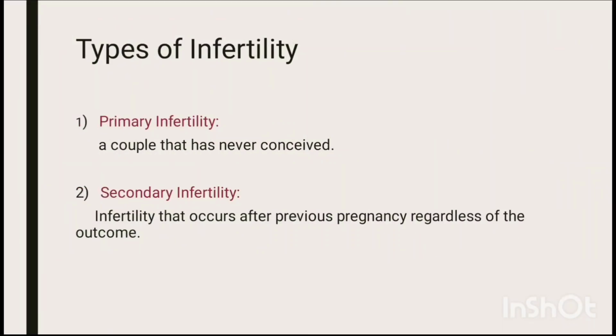Types of infertility. There are two types of infertility: primary infertility as well as secondary infertility. Primary infertility happens when a couple has never conceived. And secondary infertility occurs after a previous pregnancy, regardless of the outcome.